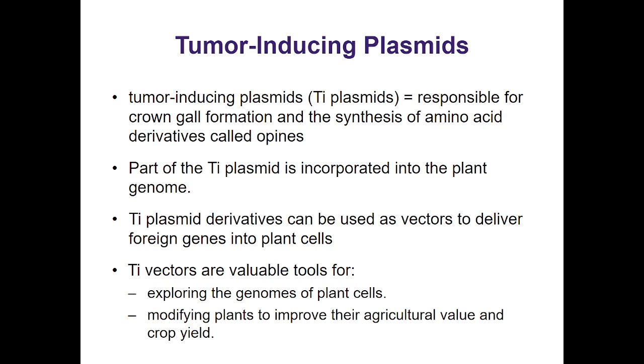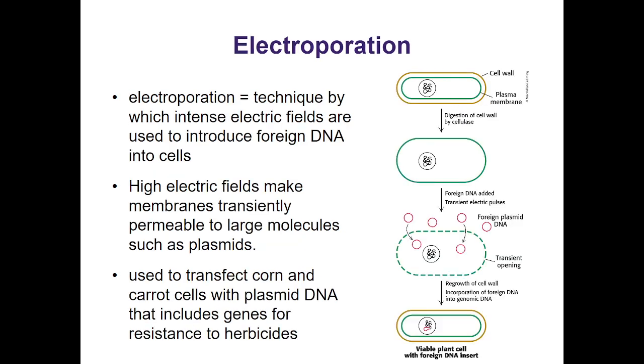The tumor-inducing plasmids. These are tumor-inducing plasmids, or TI plasmids. These are going to be responsible for the crown gall formation and the synthesis of amino acid derivatives called opines. Part of the TI plasmid is going to be incorporated into the plant genome. The TI plasmid derivatives can be used as vectors to deliver foreign genes into the plant cells. Again, just because genes are foreign does not mean that they are not beneficial or that they are harmful. It just means foreign, okay? They could be beneficial, they could be harmful, depends. The TI vectors are going to be valuable tools for exploring genomes of plant cells and modifying plants to improve their agricultural value and crop yield.